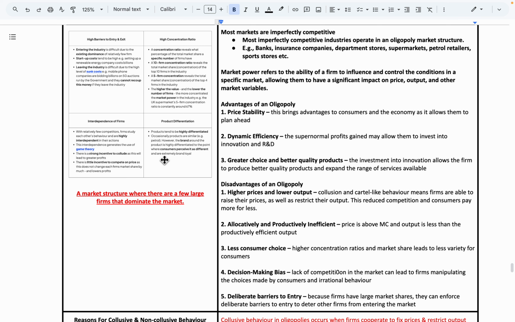So advantages of an oligopoly is price stability. So this brings advantages to consumers and dynamic efficiency. They can make abnormal profits as well. The abnormal profits gained may allow them to invest into innovation and R&D and greater choice and better quality products. Disadvantages are the higher price, lower output, allocative and productive inefficiency, less consumer choice, decision-making bias, and deliberate barriers to entry.